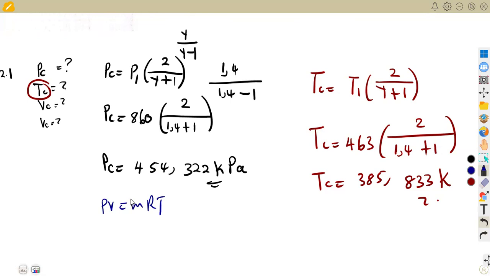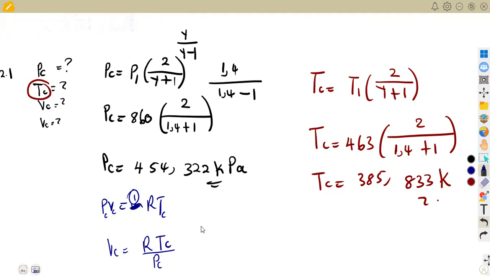So from this part, the mass is 1 kilogram, so you do not consider it because it's a 1. From PV equals RT, you just divide by P, because we want V. So this will be PC, VC, TC. In order for us to have VC, it means VC is going to be R times TC over PC.